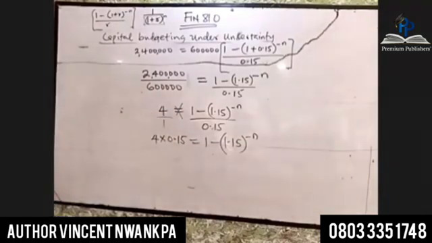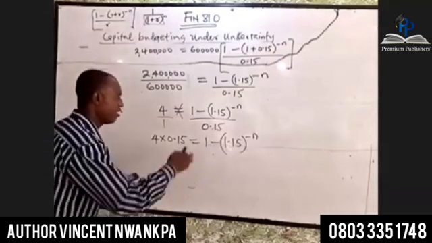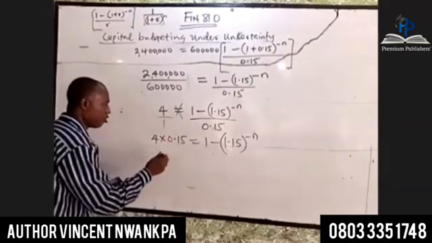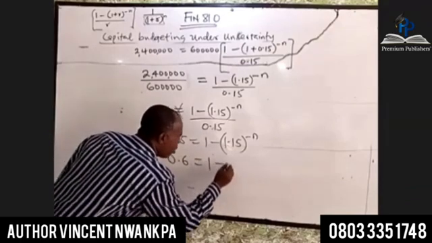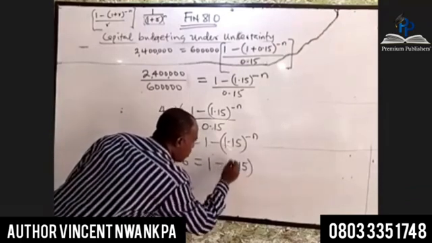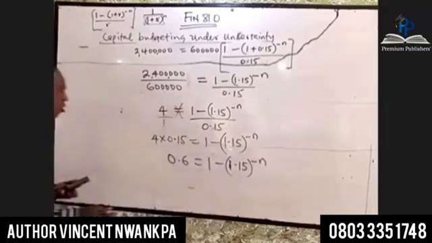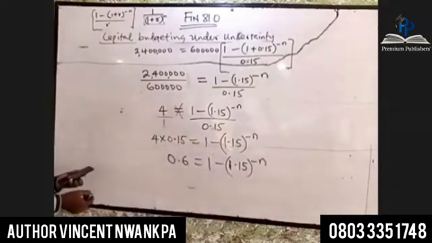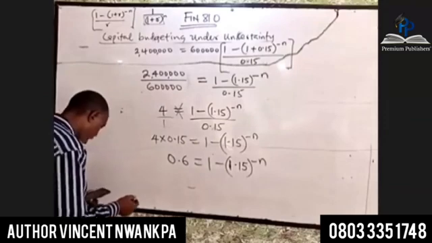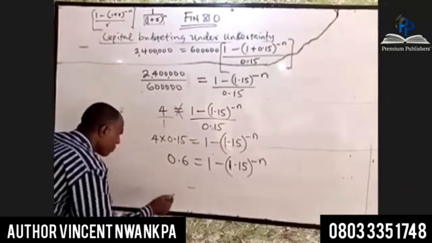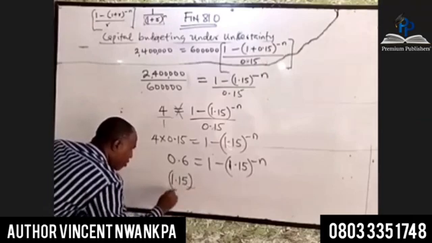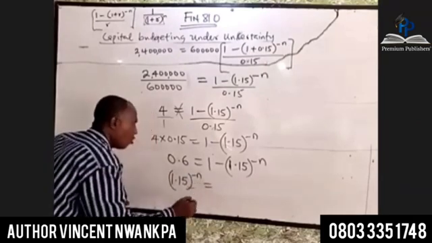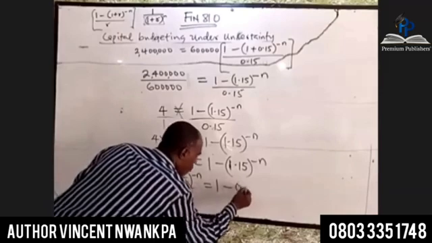Now this times 4, we have this. So we open it: 0.6 is equal to 1 minus 1.15 all raised to power minus n. Collecting like terms, we have 1.15 all raised to power minus n equal to 1 minus 0.6. Agree?